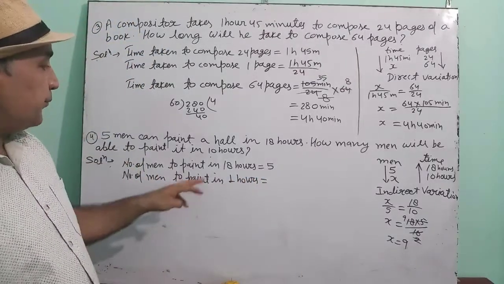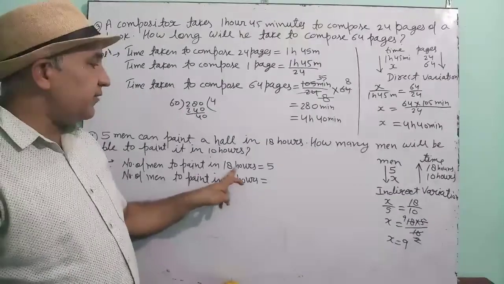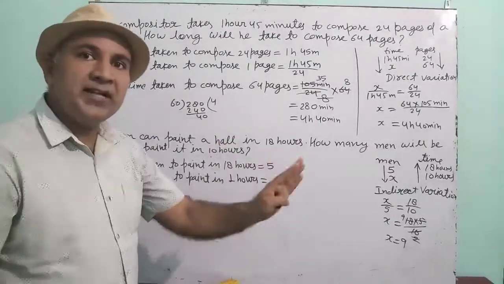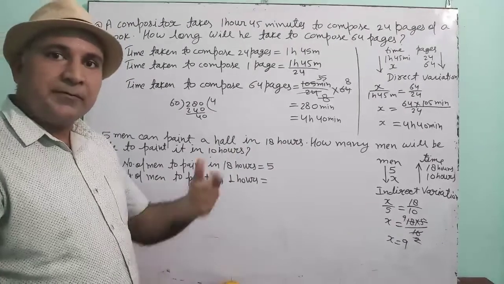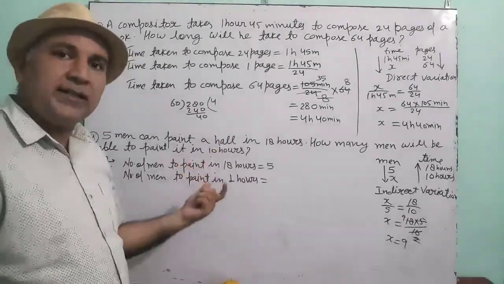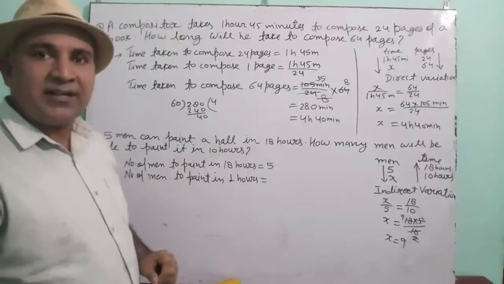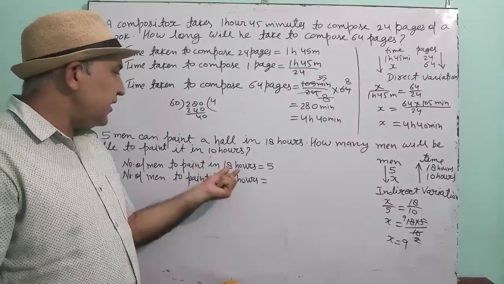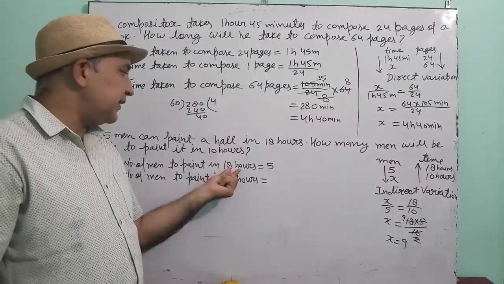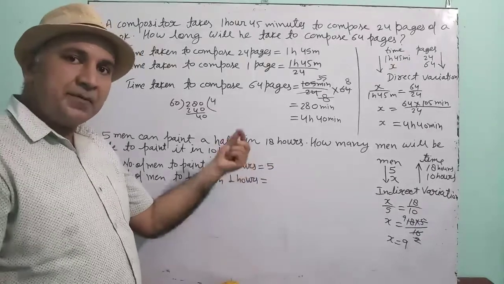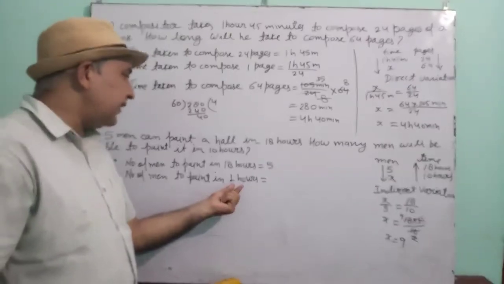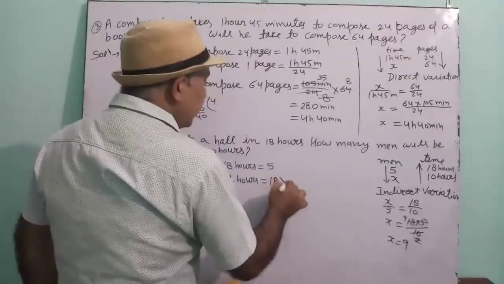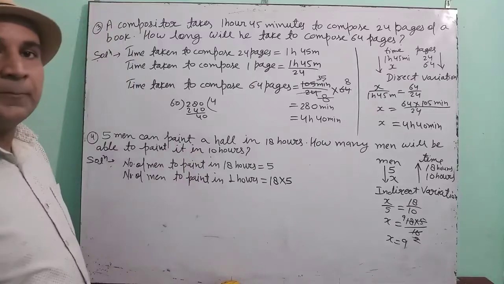Just think over it. If 18 hours is taken by 5 men, then for 1 hour, more men are required or fewer men? If the same work is done in 1 hour, then more men or fewer men? Just think and tell. Definitely, if the work is completed in 18 hours by 5 men, and the same work has to be completed in 1 hour, then more men will be required. So here 18 and 5 will be multiplied.